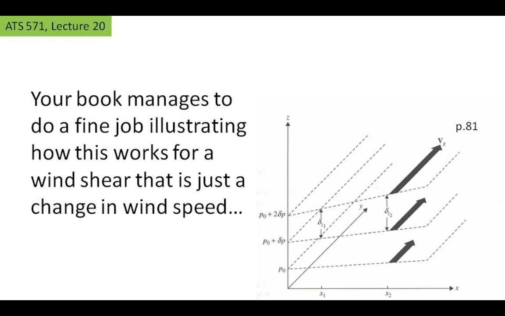Now, I often come down a little bit hard on the textbook as not being necessarily very well oriented around teaching students. But I think in this case, they do actually a fairly good job illustrating what this wind shear looks like when we're talking about just a change in the wind speed. This is an actual figure from your textbook. I scanned it. It's page 81. And as long as you have a little explanation as to what this figure is doing, it's actually not terrible.